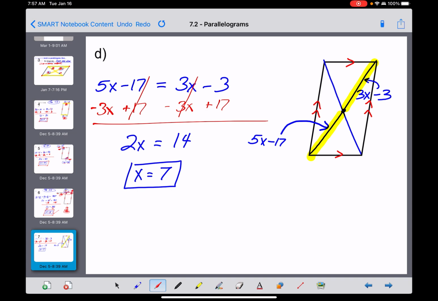Let's plug it back in and see what we see. 5 times 7 is 35, and 35 minus 17 is 18. And how about over here on the right? 3 times 7 is 21, and 21 minus 3 is 18 as well. The two halves of one diagonal have to be congruent to each other, and that's what it looks like happened here. So I feel really good with that answer as well.